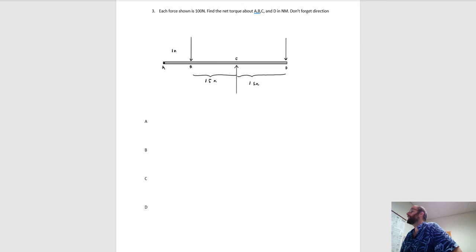Okay, for each, let's see, each force is 100 newtons. Find the net torque about A, B, C, and D in Newton meters. I'll do one of these. I'll talk about B. So if we try to calculate torque about point B, I like to put like a green dot there. The first force here does not produce any torque about B because it goes right through B. Okay, then we have this force, 100 newtons times this distance, and it's clockwise, so we would attach a plus sign to that. Second force, 100 newtons times this distance, and that one's counterclockwise. And again, remember, clockwise is positive.